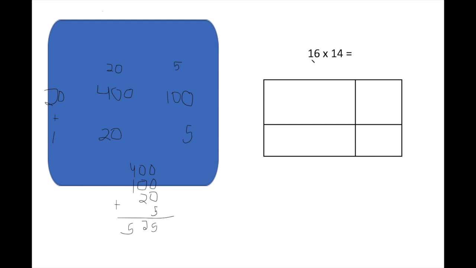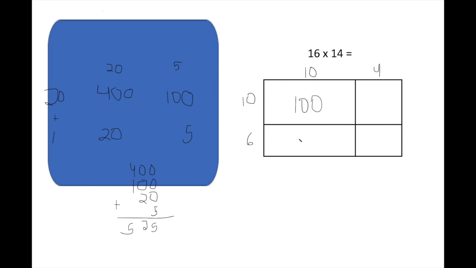So let's set up our problem. The value of our 1 digit is worth 10, and the value of our 6 digit is worth 6. The value of our 1 digit for 14 is 10. The value of our 4 digit is worth 4. So now we're going to multiply 10 times 10. So 10 times 10 we should know equals 100. Check your rectangle, make sure there's a 100 here.